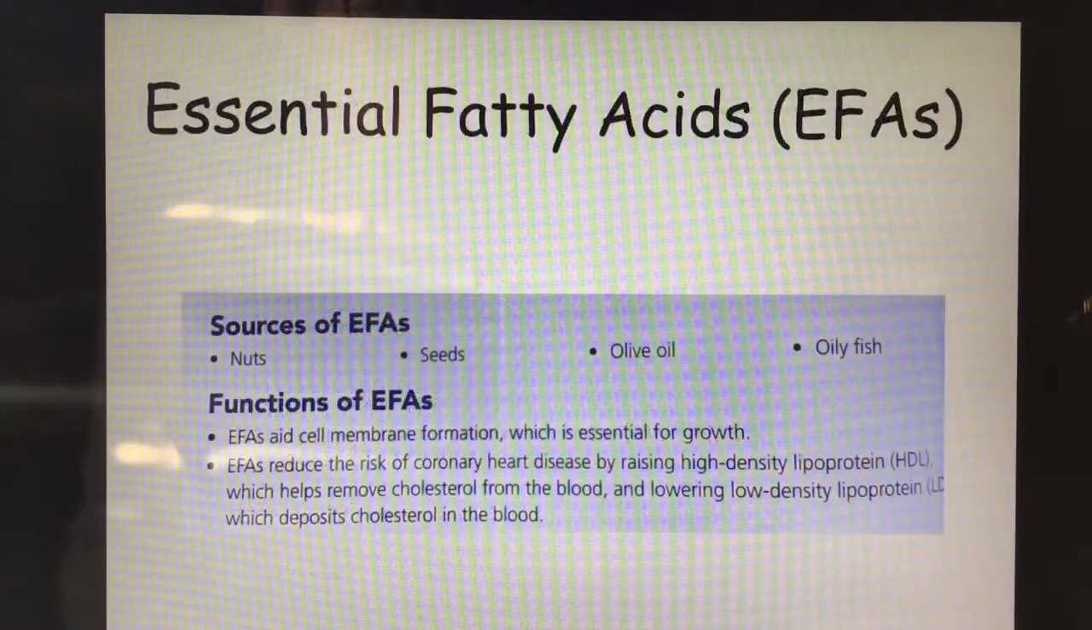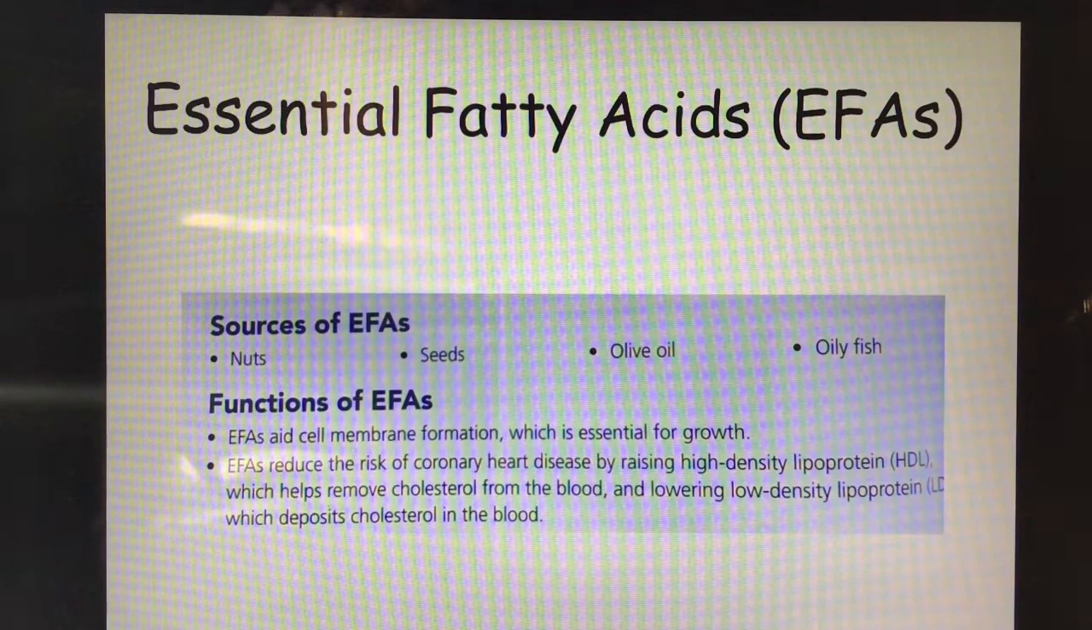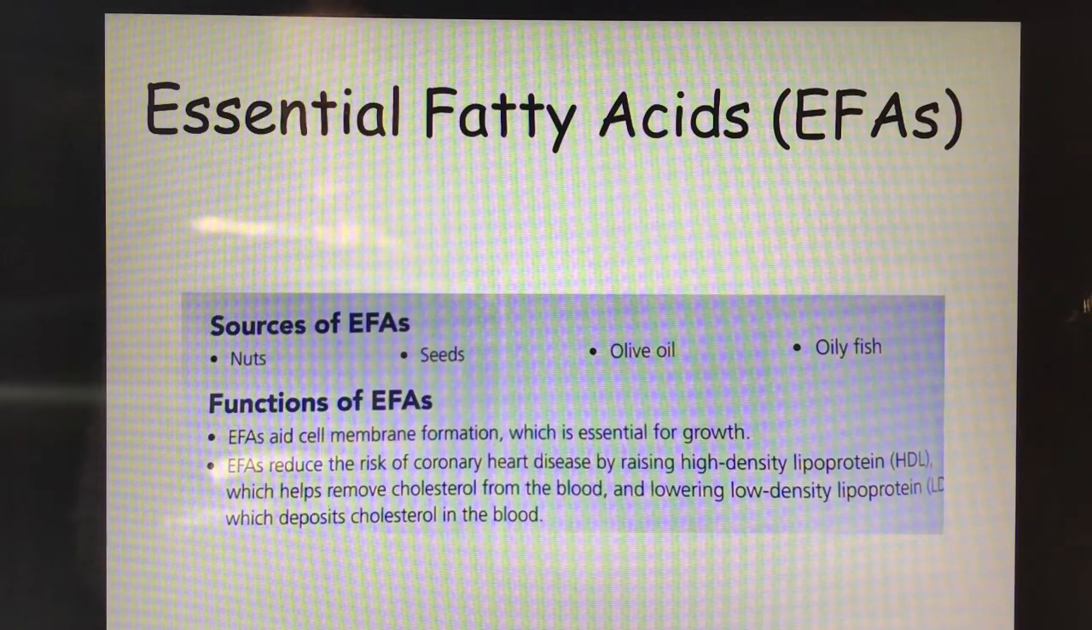So why do we need essential fatty acids? First of all, the sources would be nuts, seeds, olive oil and oily fish, and you just need to learn those off. The functions are that they aid cell membrane formation, which is essential for growth, and they are also thought to counteract the hardening effects of cholesterol on the arteries, thereby reducing the risk of coronary heart disease.